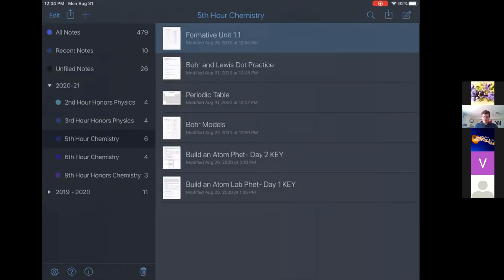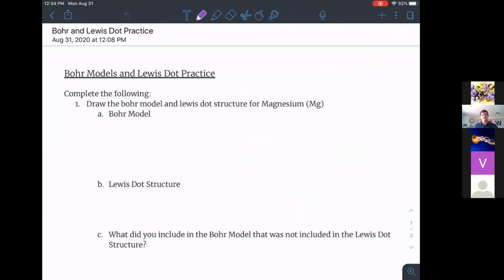All right, then I want everybody to open up their Bohr models and Lewis dot practice. Everyone open this one up, and I want you guys to come up with the Bohr model for magnesium. Okay, so on your own, come up with the Bohr model for magnesium. So only do A right now.